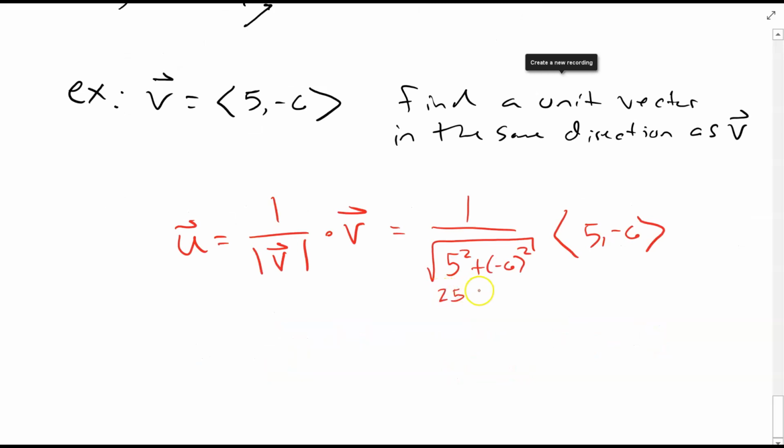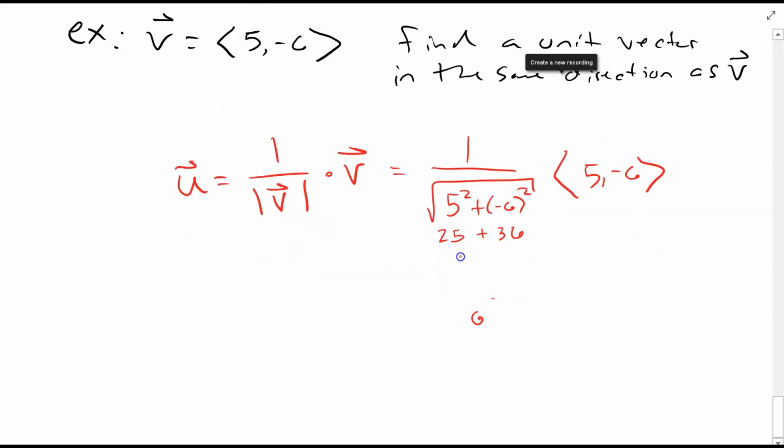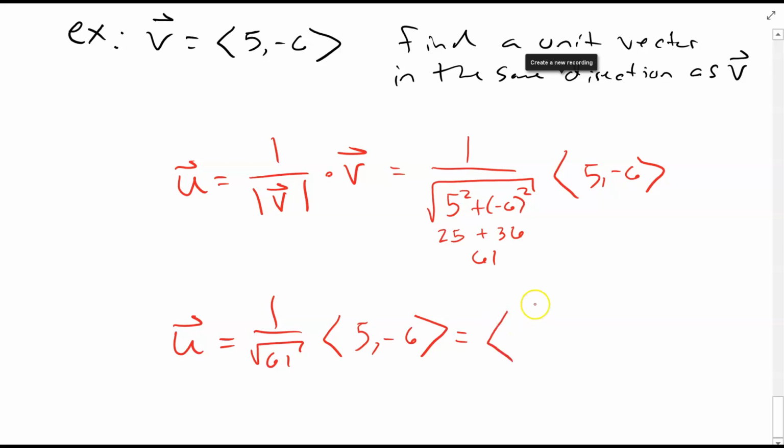So 5 squared is 25, 6 squared is 36. When I add them together, I get 61. So I have then that u is 1 over the square root of 61 times (5, negative 6). If I then do the scalar multiplication, I end up with 5 over square root 61, comma, negative 6 over the square root of 61.